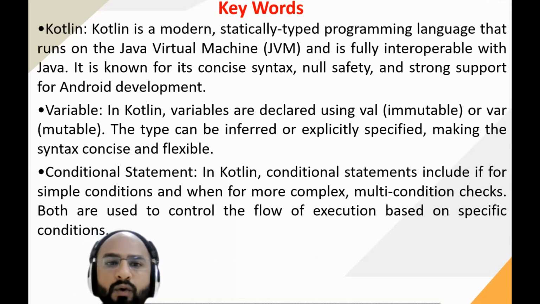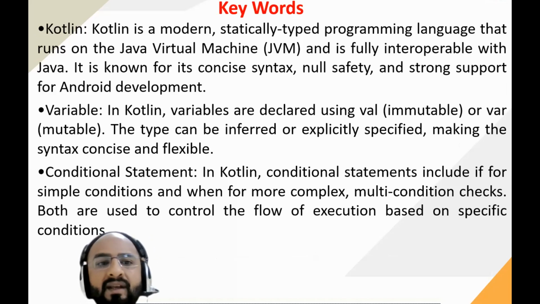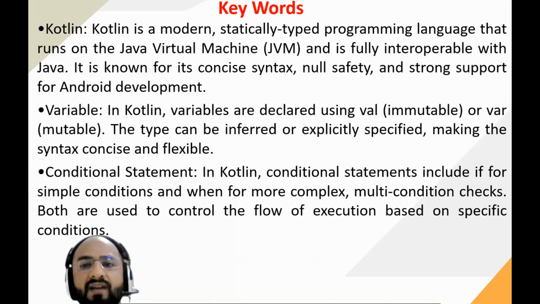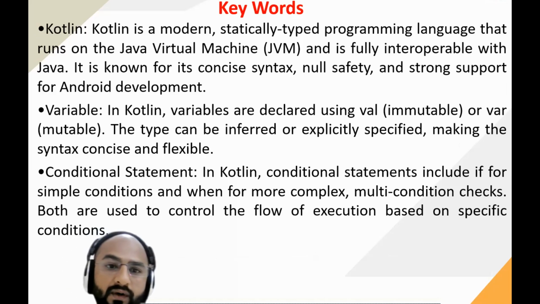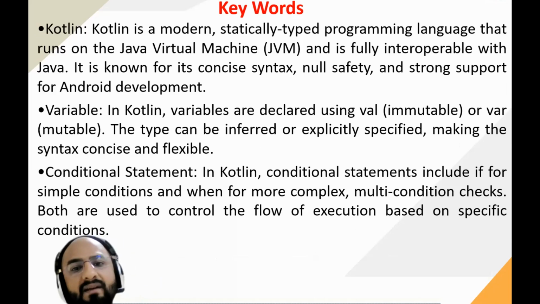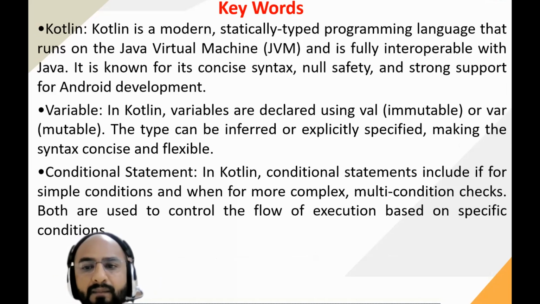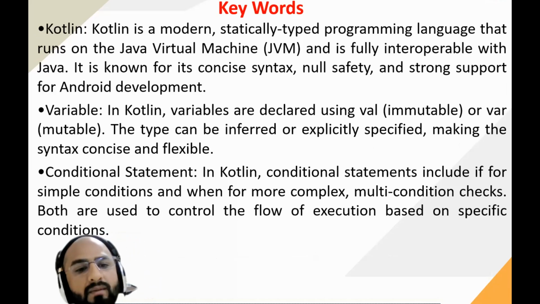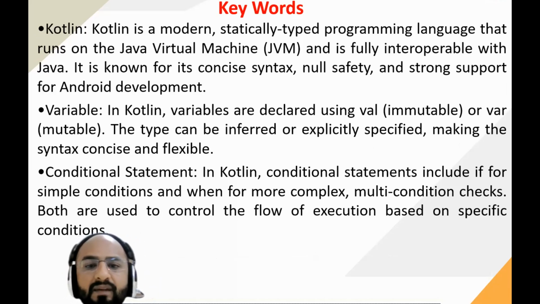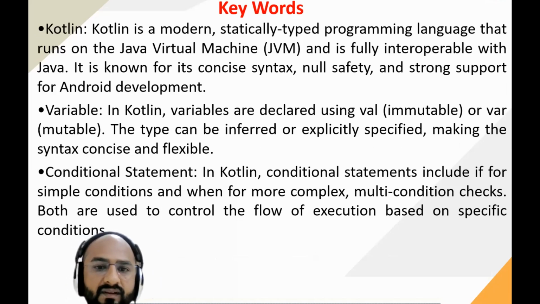These are the keywords that we have covered today. Kotlin is a modern statically typed programming language that runs on the JVM and is fully interoperable with Java. It is known for concise syntax, null safety, and strong support for Android. A variable is declared using val, meaning an immutable variable, or var, meaning a mutable variable. The type can be inferred or explicitly specified, making the syntax concise and flexible.